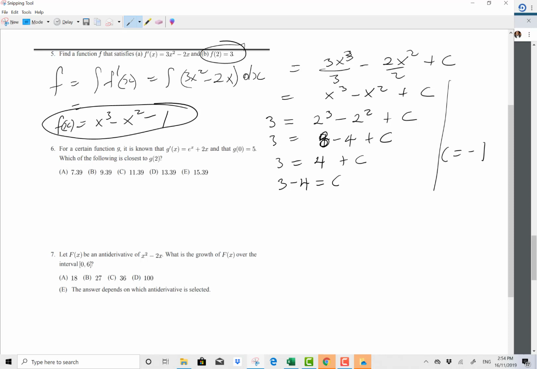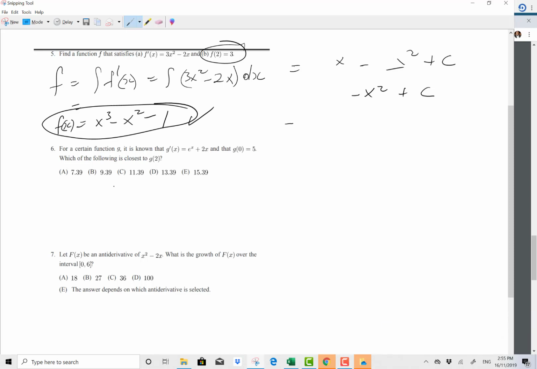Pretty straightforward. So let me just go over it real quick. The integral is, remember, we add 1 and divide by 3, add 1 and divide by 2. So this is going to be x cubed minus x squared plus c. Plug in 3 for y, 2 for x. Plug in that, I'm going to get 4 on the left, c going to be equal to negative 1. So this is going to be my expression for that.